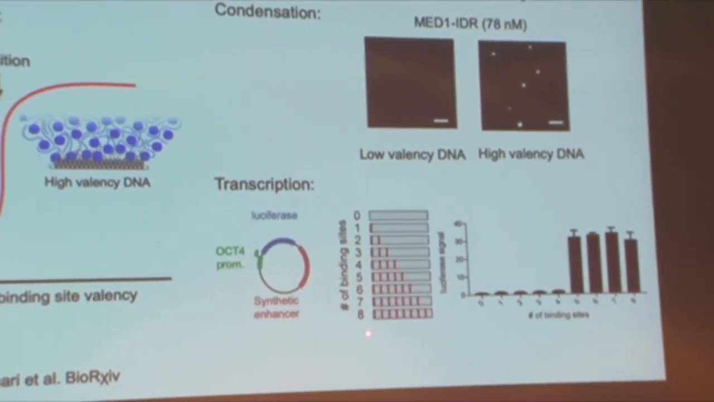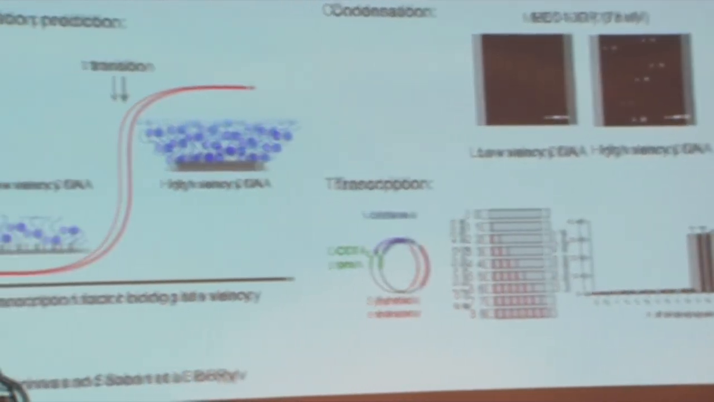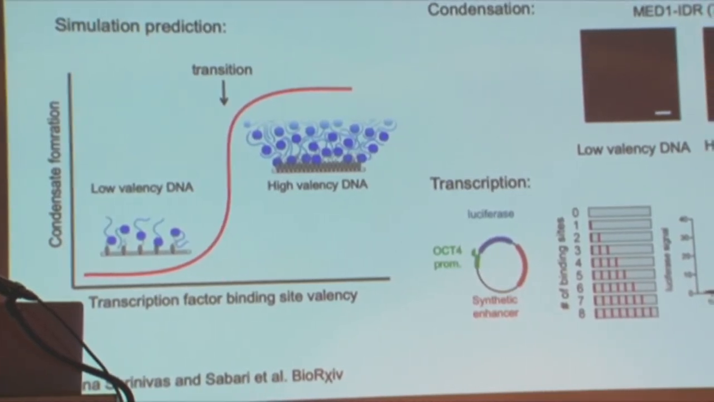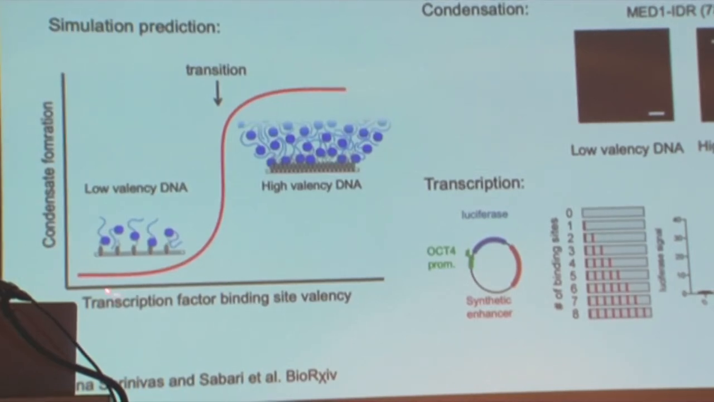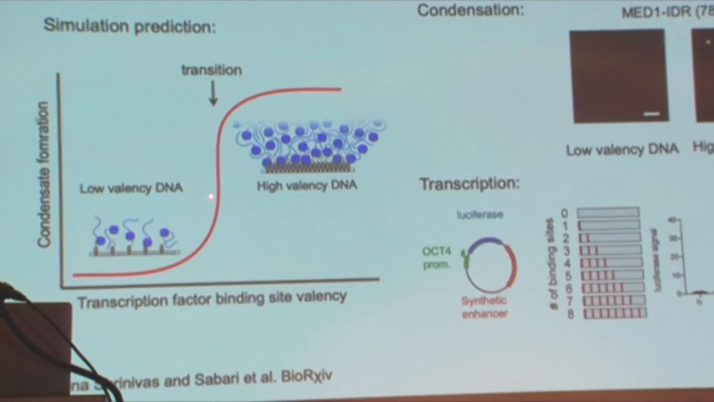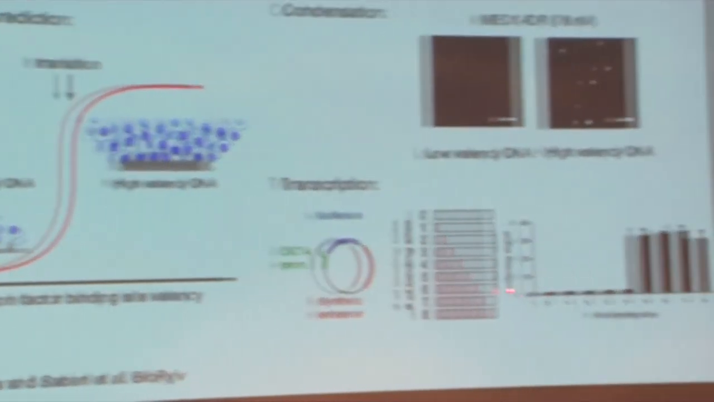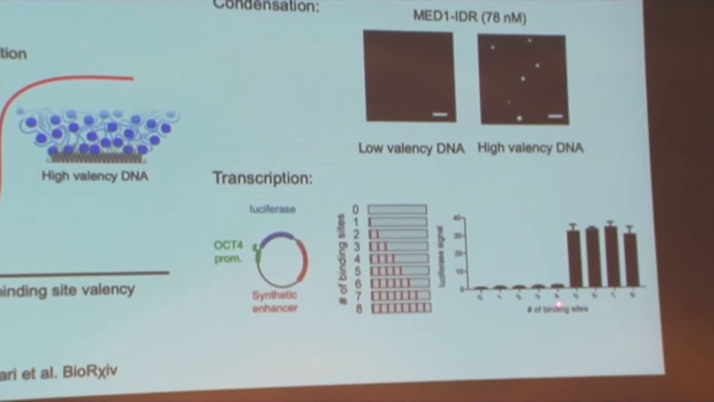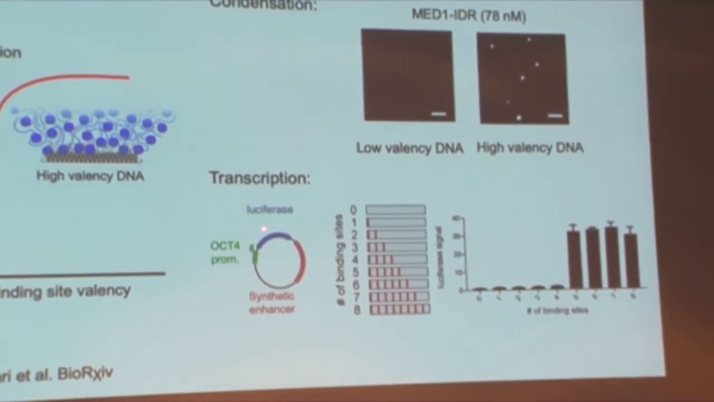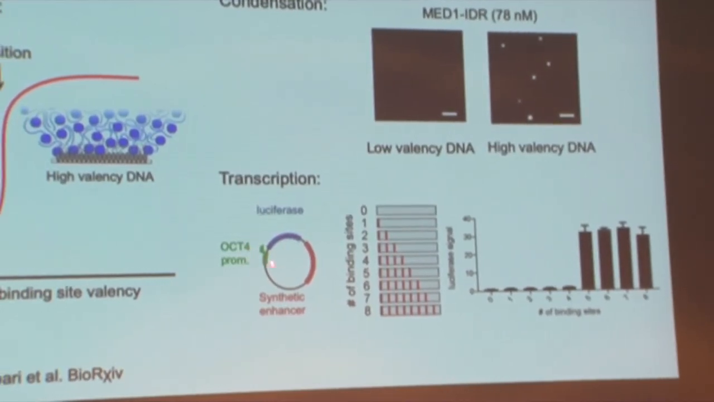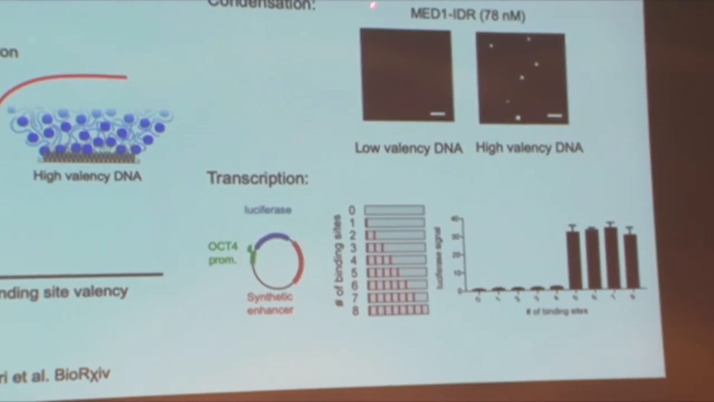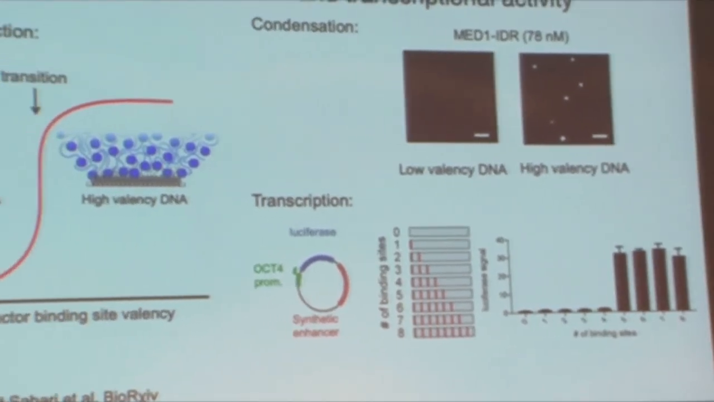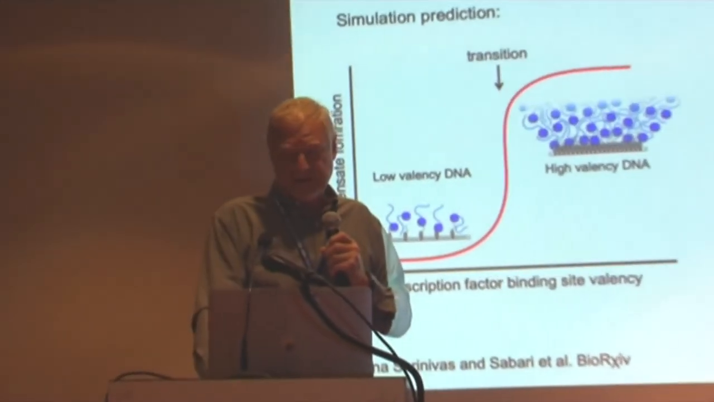So when we made this, we could then ask, is there a density of binding site occupancy where we see almost a digital transition as modeled in the simulation prediction that Krishna did? And indeed, it is true that in the cell, we can see this almost digital transition at a point where we add one more DNA binding site for this important transcription factor, OCT4, and that that correlates with the ability to see OCT4 interact with this Mediator subunit component and form a condensate in a test tube.